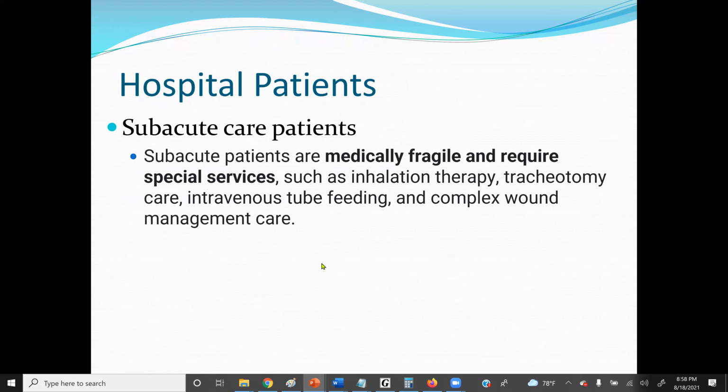Among hospital patients, we have, again, subacute care patients. Subacute care patients are medically fragile and require special services, such as inhalation therapy. Maybe they need some device or instrument, intravenous tube feeding, which means they need a device to be fed, or complex wound management care.